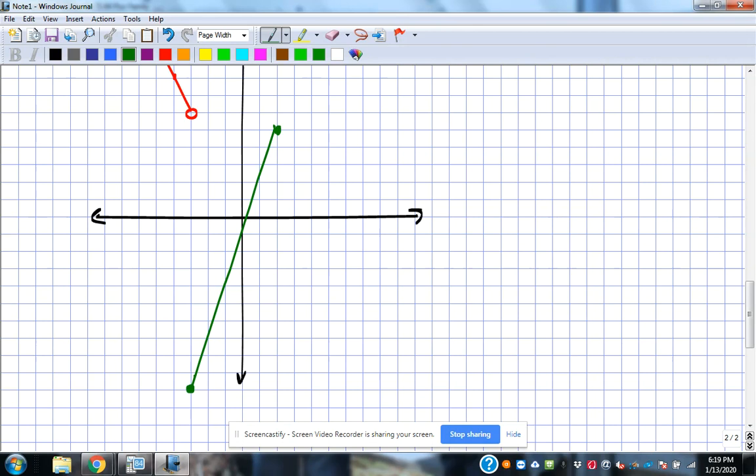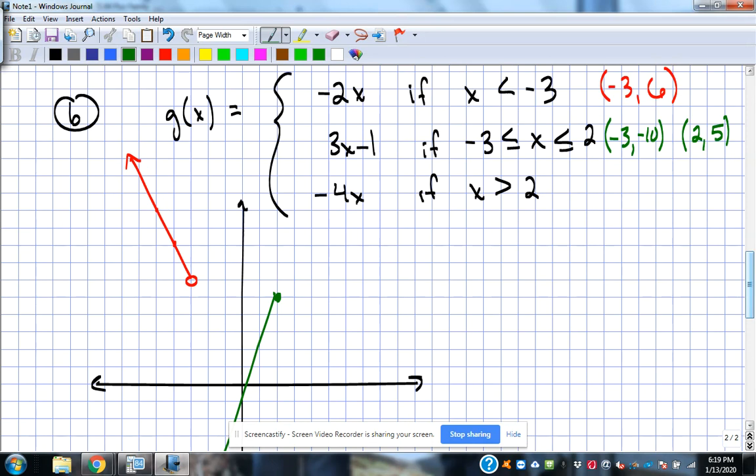All right. Third piece. Let's get the important point for it. What's the x value for the important point for part 3?